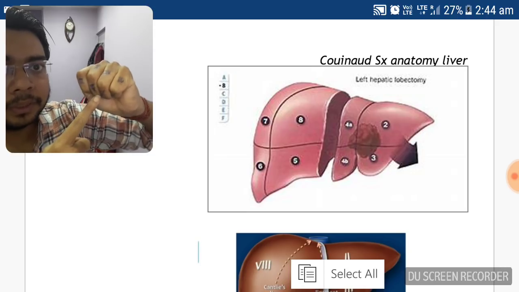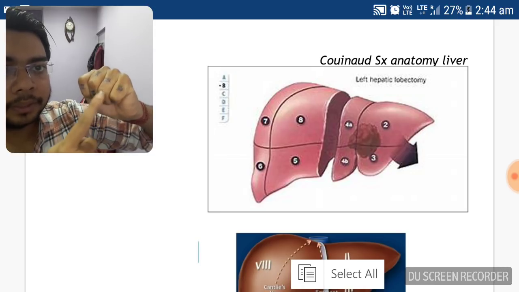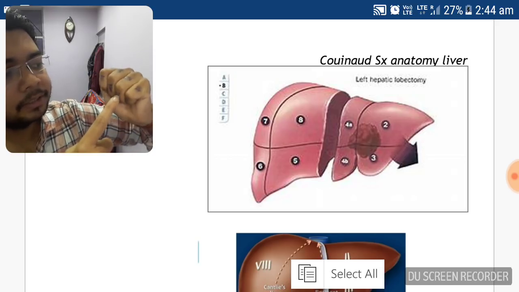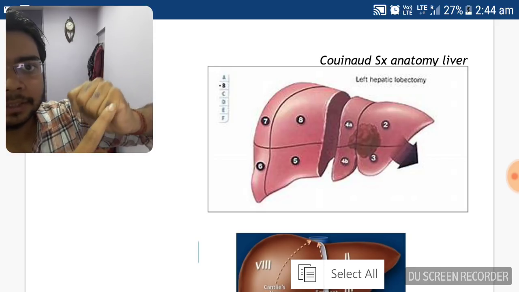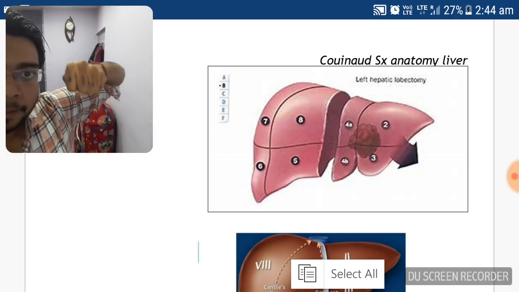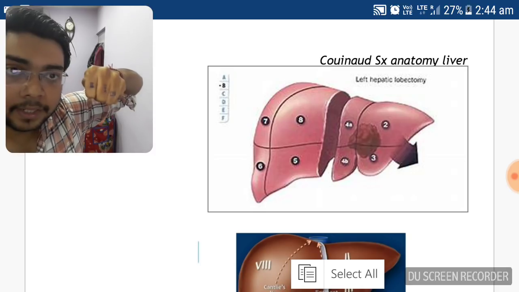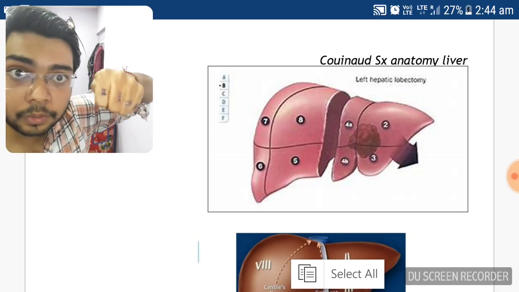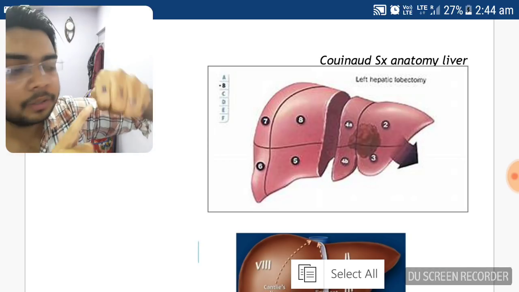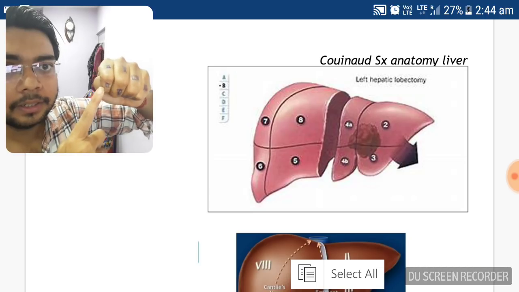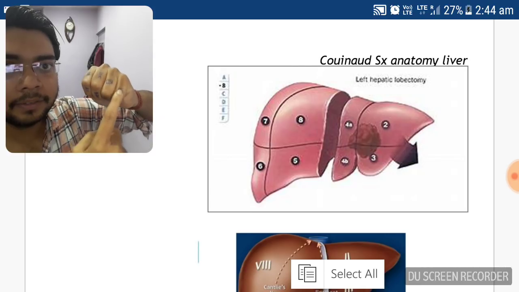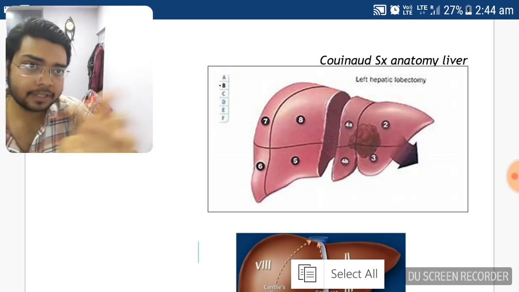Now if you go from this side, the right lobe, it moves clockwise: 5, 6, 7 and 8. So you make a fist, face it towards you. I am not going to injure you by this, just to explain. This is the caudate lobe. This one is 2, 3, then 4A, 4B, then 5, 6, 7, 8. So this diagram will suffice.